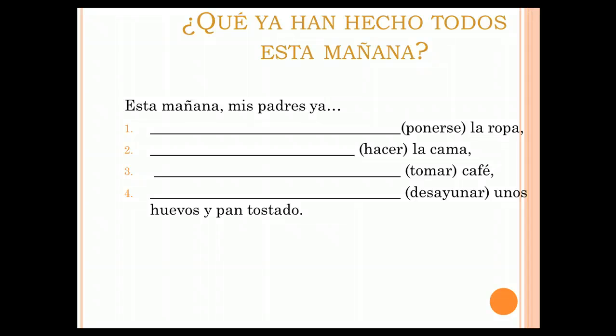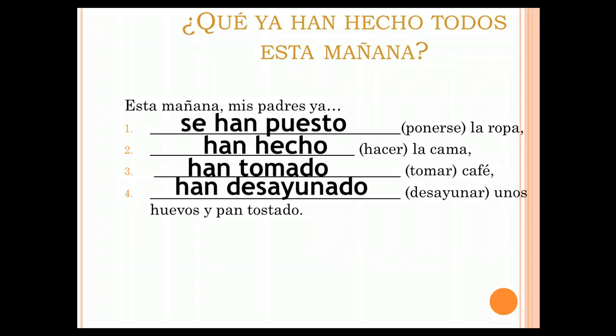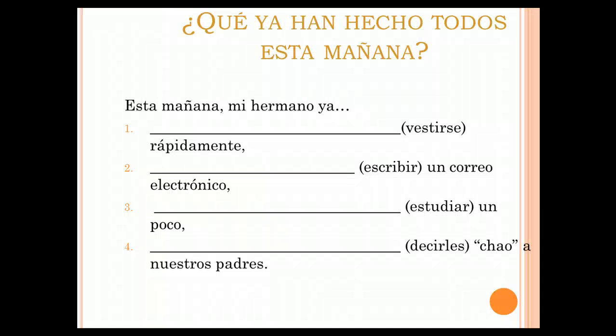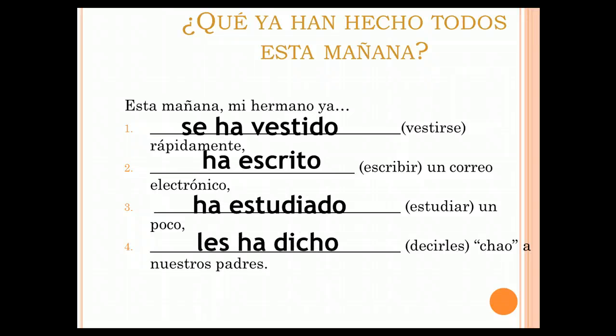Now mis padres is the subject, so ellos form. Se han puesto, han hecho, han tomado, han desayunado. And then lastly, mi hermano, so él form. Se ha vestido, ha escrito, ha estudiado, and then les ha dicho. So this comes out in front. It's not reflexive, so we just keep it as it is.